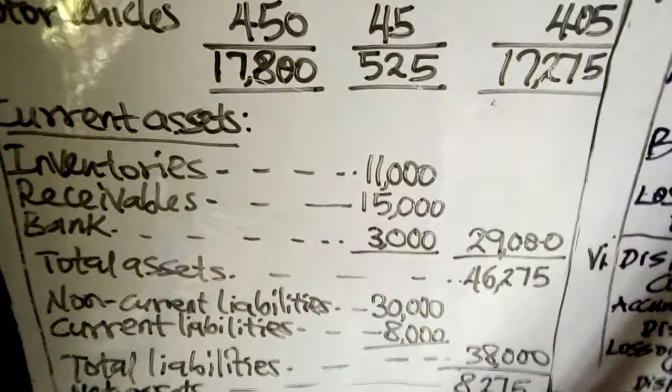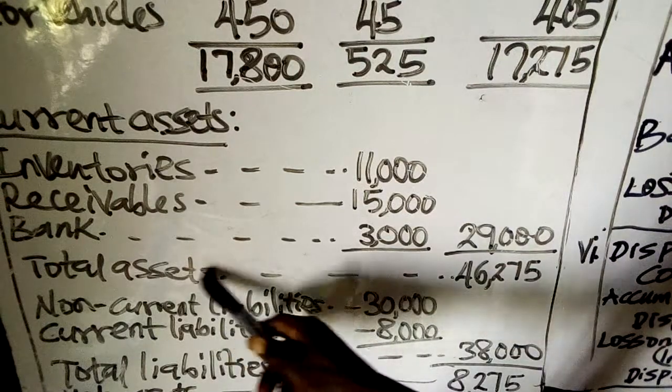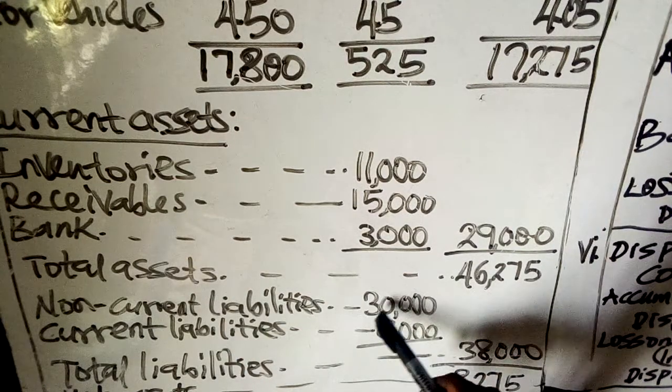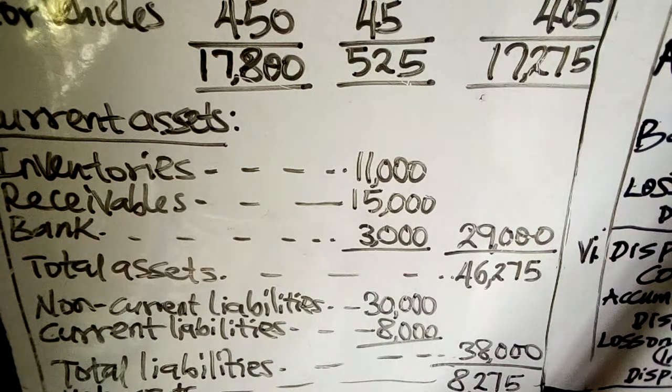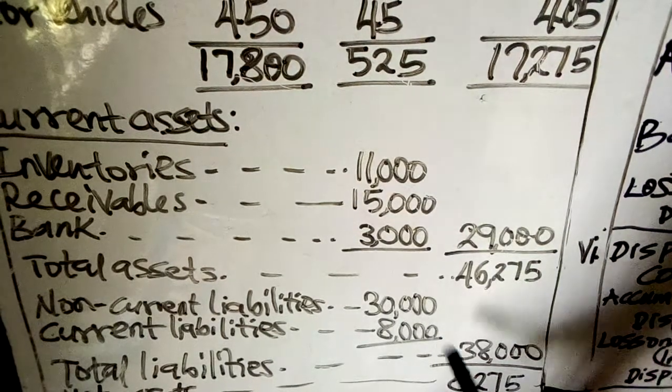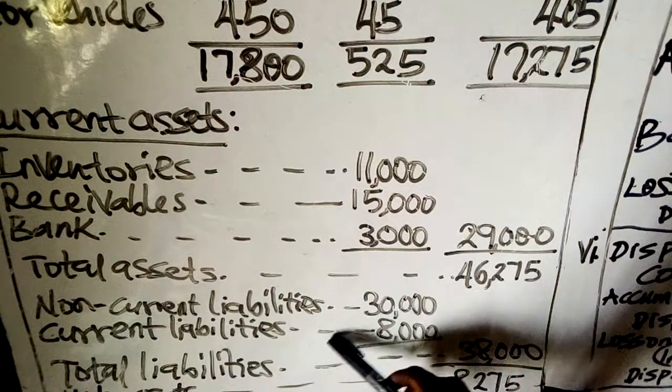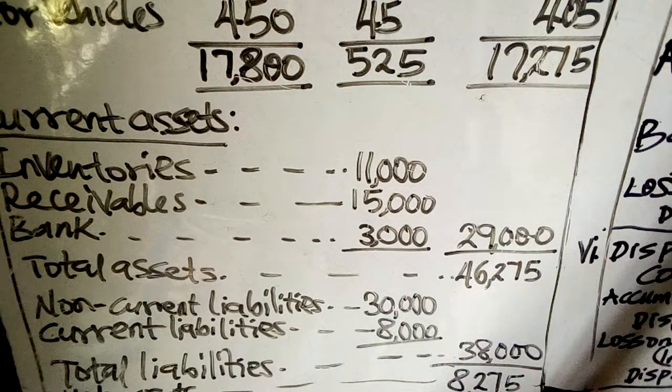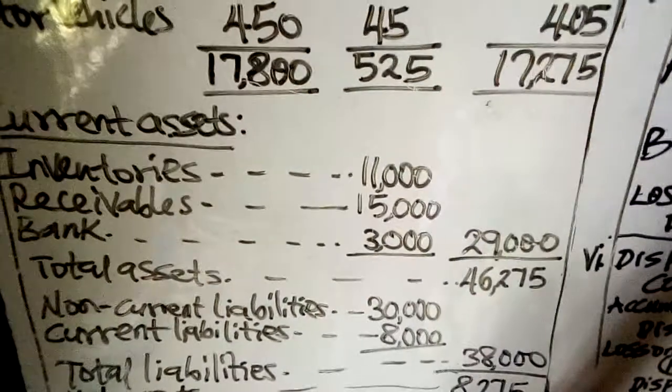After total assets, back to our unadjusted statement of financial position. The next thing is non-current liabilities of 38,000. Non-current liabilities of 38,000, that has no adjustment. But current liabilities, we have account payable, which is an adjustment. So let's start with non-current liability first.